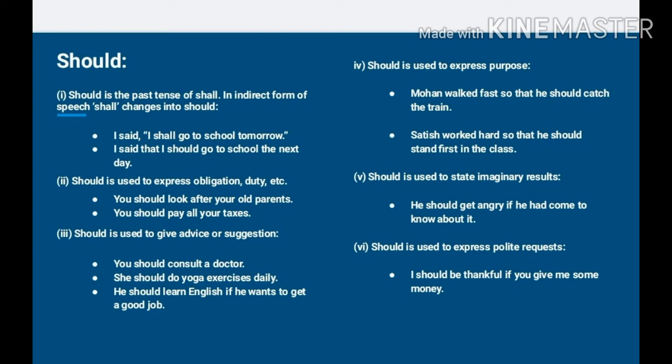Finally, should as modal auxiliary is used to express polite requests. Look at the example. I should be thankful if you give me some money. In this case, should as modal auxiliary is used in the sentence to express the very polite request.